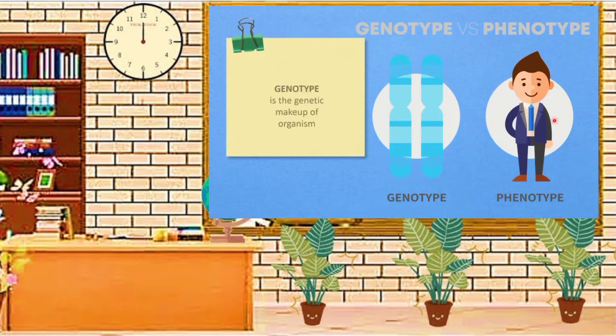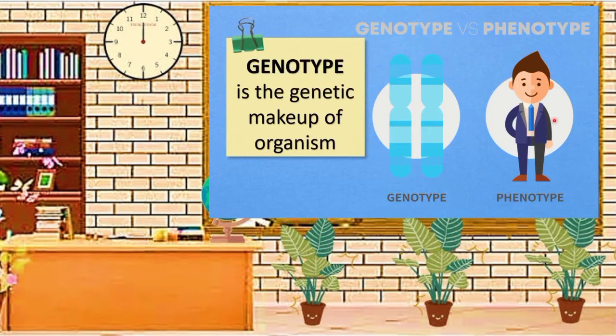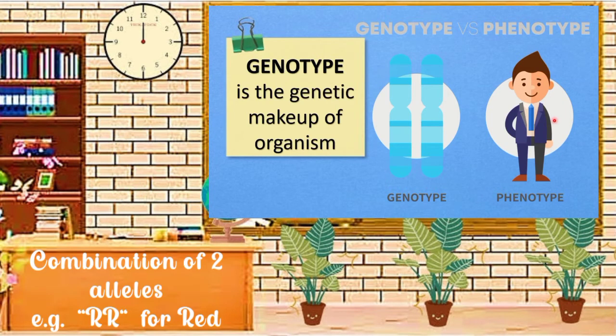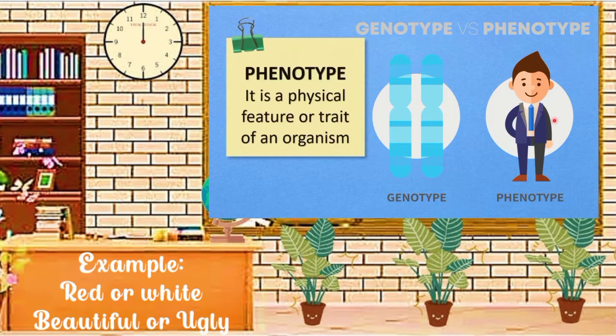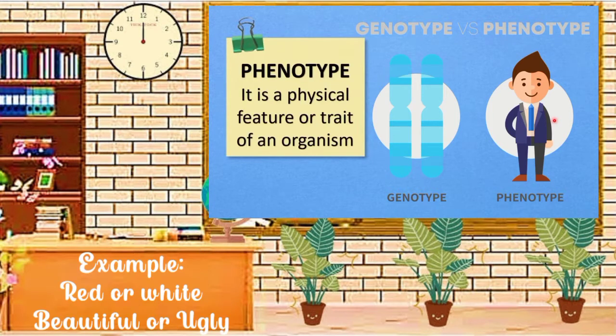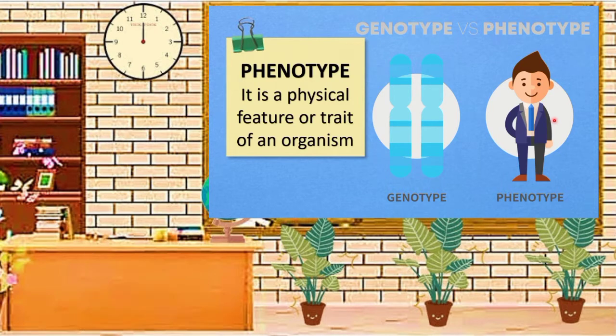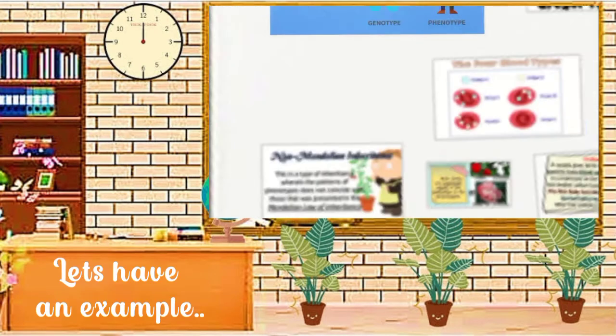Next, let us know the difference between genotype and phenotype, which are common terms that are being used in the different patterns of inheritance. I hope you're familiar with genotype. It is the genetic makeup of an organism, or a combination of two alleles, while phenotype is a physical feature or trait of an organism. Example, red or white or beautiful or ugly.